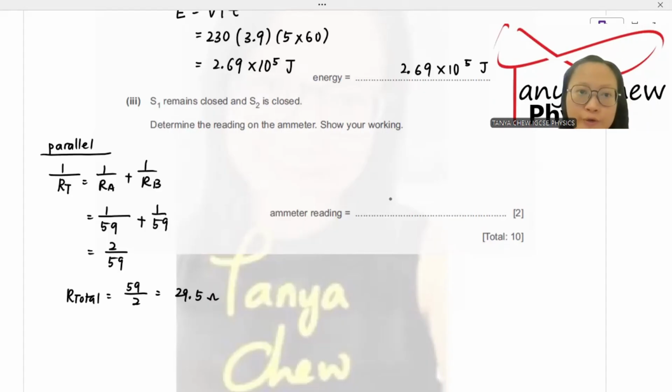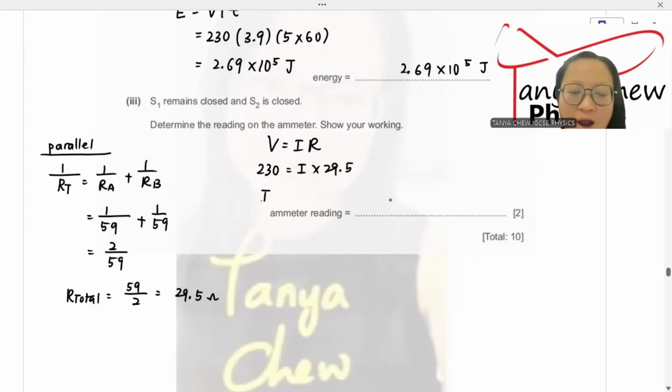Now, use Ohm's law because we need the reading on the ammeter. In a parallel circuit, they share the same EMF. So 230 equals I times 29.5. I is equal to 230 divided by 29.5, and you will get 7.8 ampere. So 7.8 ampere is the answer.